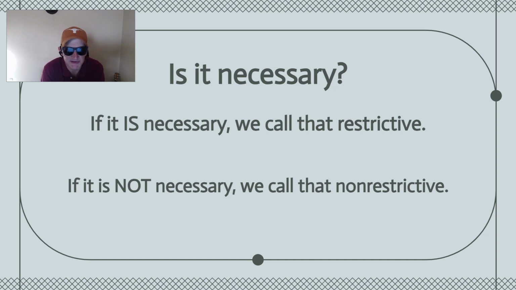And there's different ways that this can show up. It can show up in different forms, as a noun phrase, an adjective phrase. Usually, if it's necessary, we do not put a comma. And if it's not necessary, we call that non-restrictive. And if it is not necessary, we do put a comma. So a little maybe counterintuitive there.